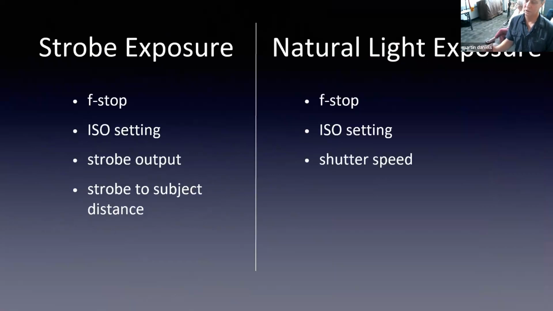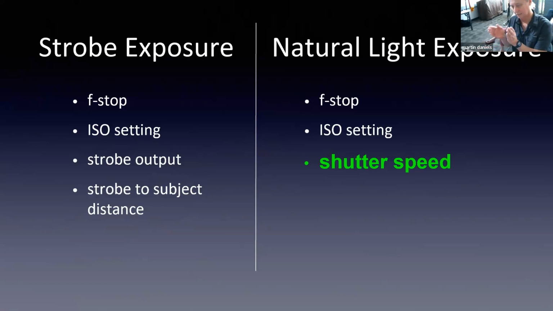Okay, the strobe exposure is controlled by these things on the left: your f-stop, ISO, strobe output, strobe to subject distance. The natural light exposure is controlled by your f-stop, ISO, and shutter speed. So what we know here is that shutter speed is the magic bullet for controlling the natural light exposure. If you get everything looking good with your strobe exposure, but your blue water is too dark or too light, all we've got to do is adjust that shutter speed. Okay, and you can get that pretty blue water.